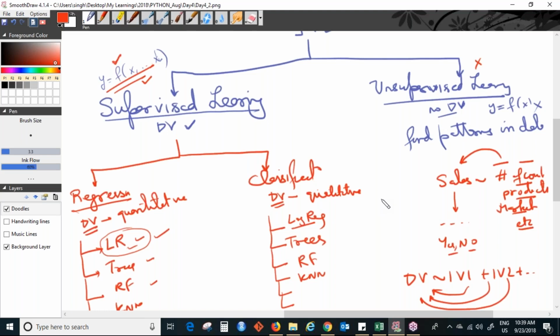But if there is a relationship involved, if you are trying to predict something, so for example, the bank is trying to predict whether somebody will return loans or not. You are trying to predict the sales of a company. So you are trying to predict something. That something is the dependent variable. So then it is supervised learning. But when you're trying to find patterns in your data, you're not trying to predict something. That is unsupervised learning. Okay.